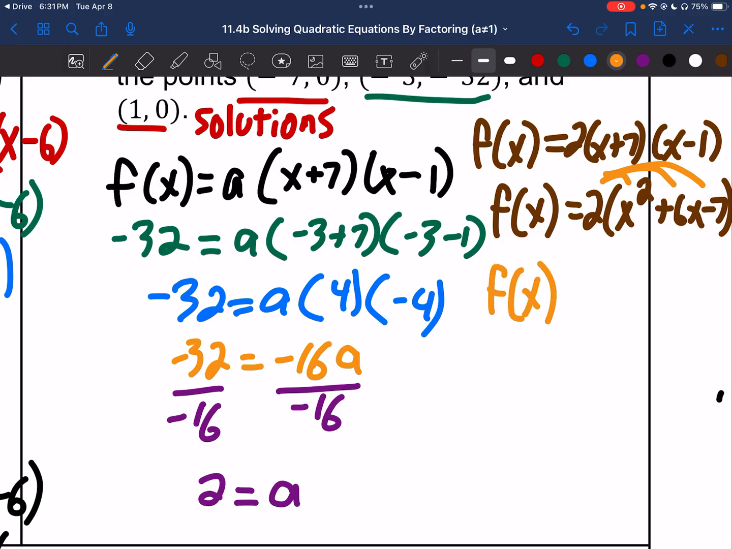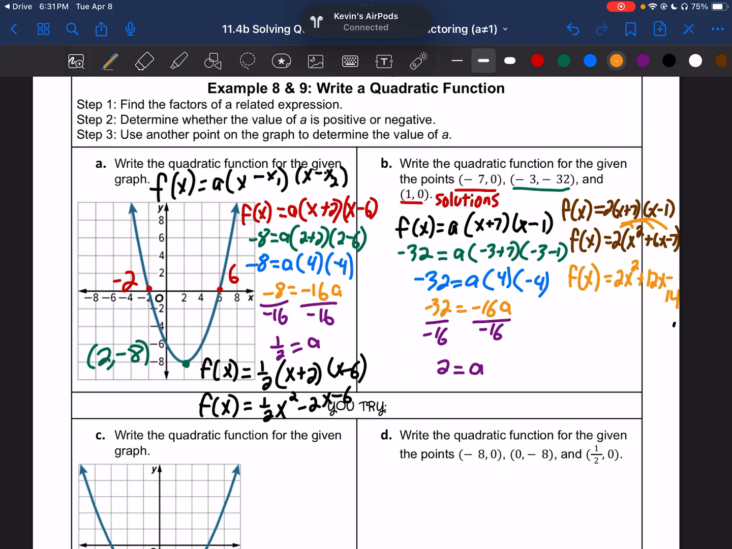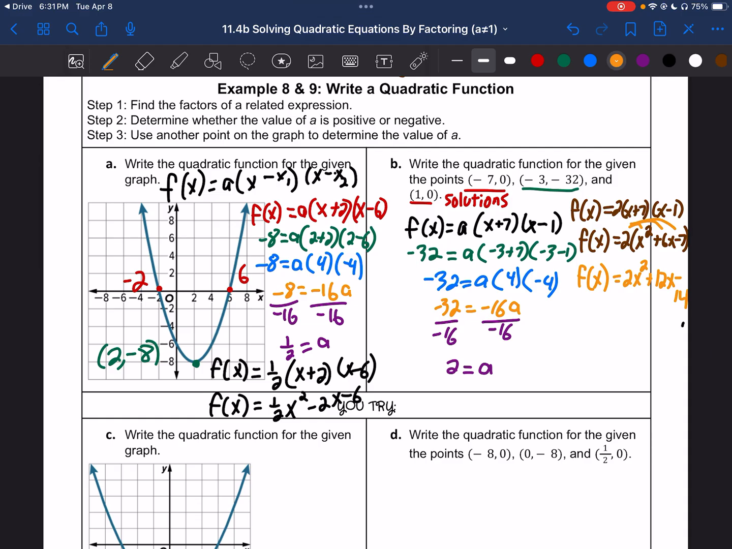So 2 times x is 2x squared. 2 times 6 is 12x. And 2 times -7 is minus 14. All right, so we're going to go on. You've got two U-try problems, and then you're going to check your answers against mine.